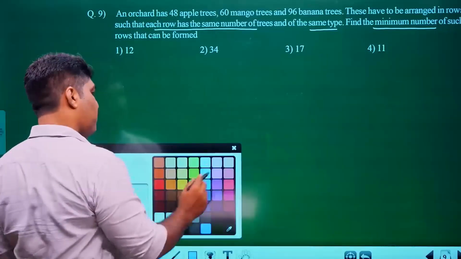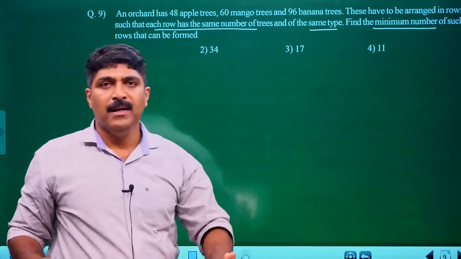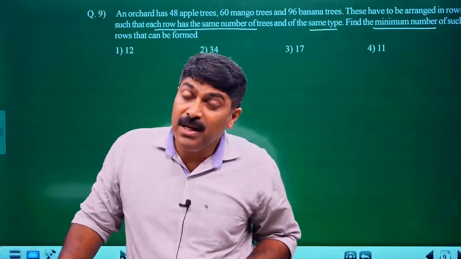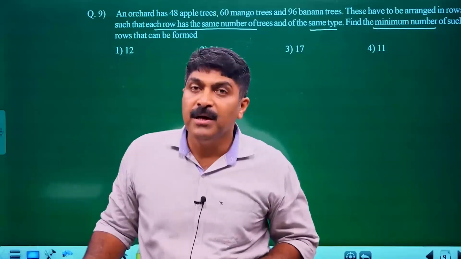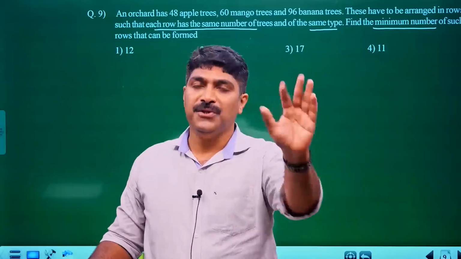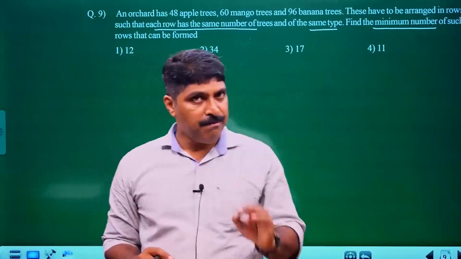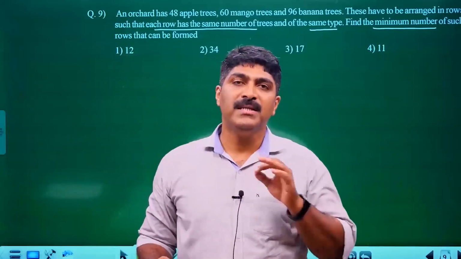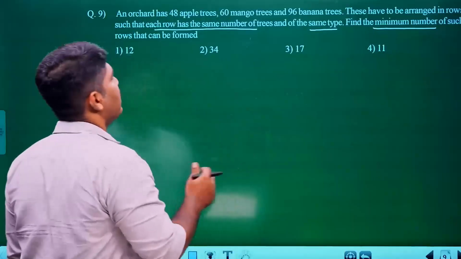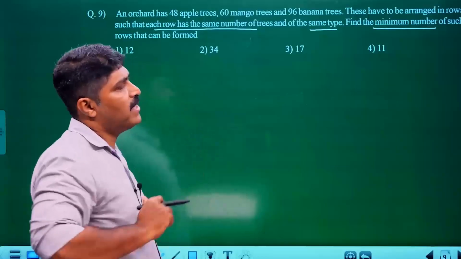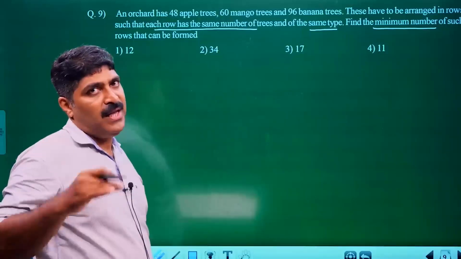So while reading the question itself, you will get the idea. Here we have 48, 60 and 96 banana trees. So we need to find out the minimum number of rows. If we need the minimum number of rows, we have to plant the maximum number of trees in each row. Got the logic? Clear? So here 48 apple trees, 60 mango trees, 96 banana trees. We have to plant an equal number of the same kind of trees in each row.